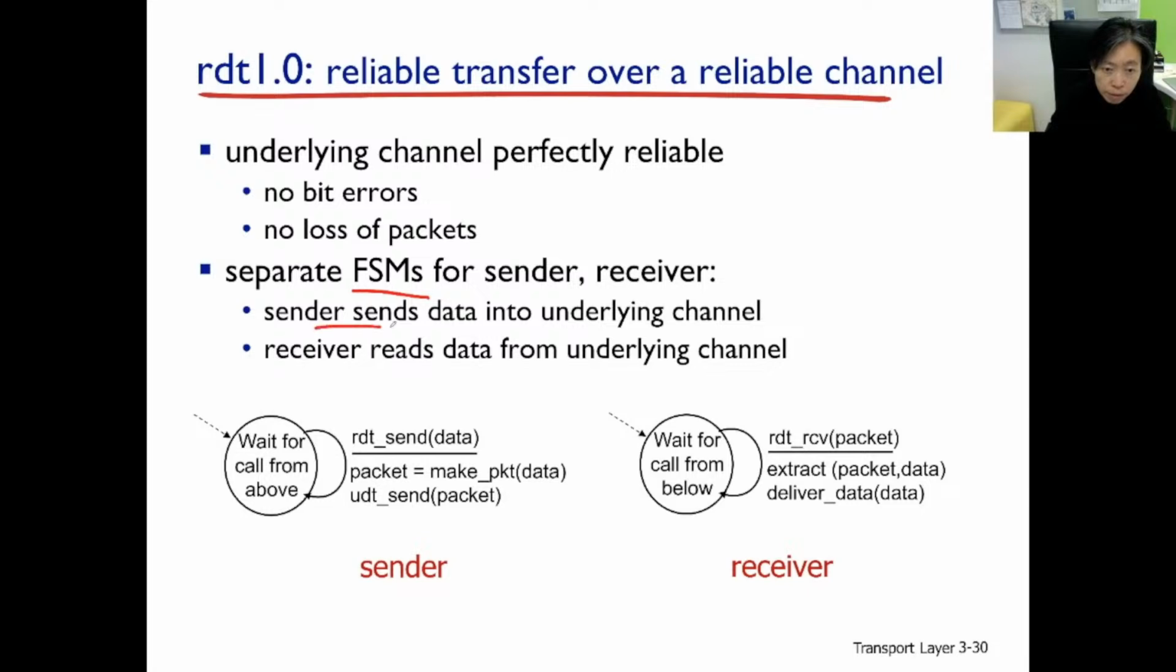The sender sends data into the underlying channel, here. The receiver receives data from the underlying channel, here. All right.